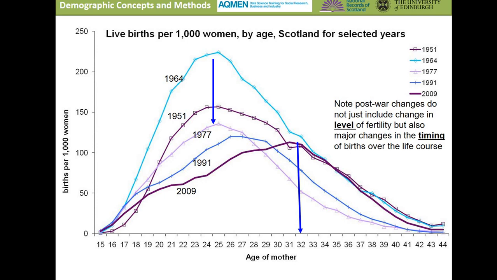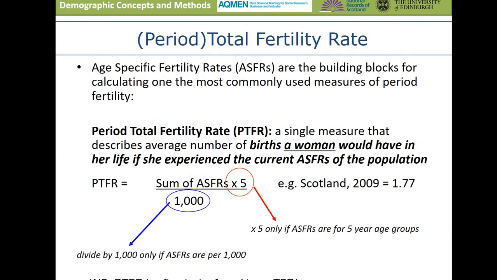So there's a delay in the age at which women are giving birth. We see the peak of the fertility schedule moving from around the age of 25 to the age of 32 in 2009.